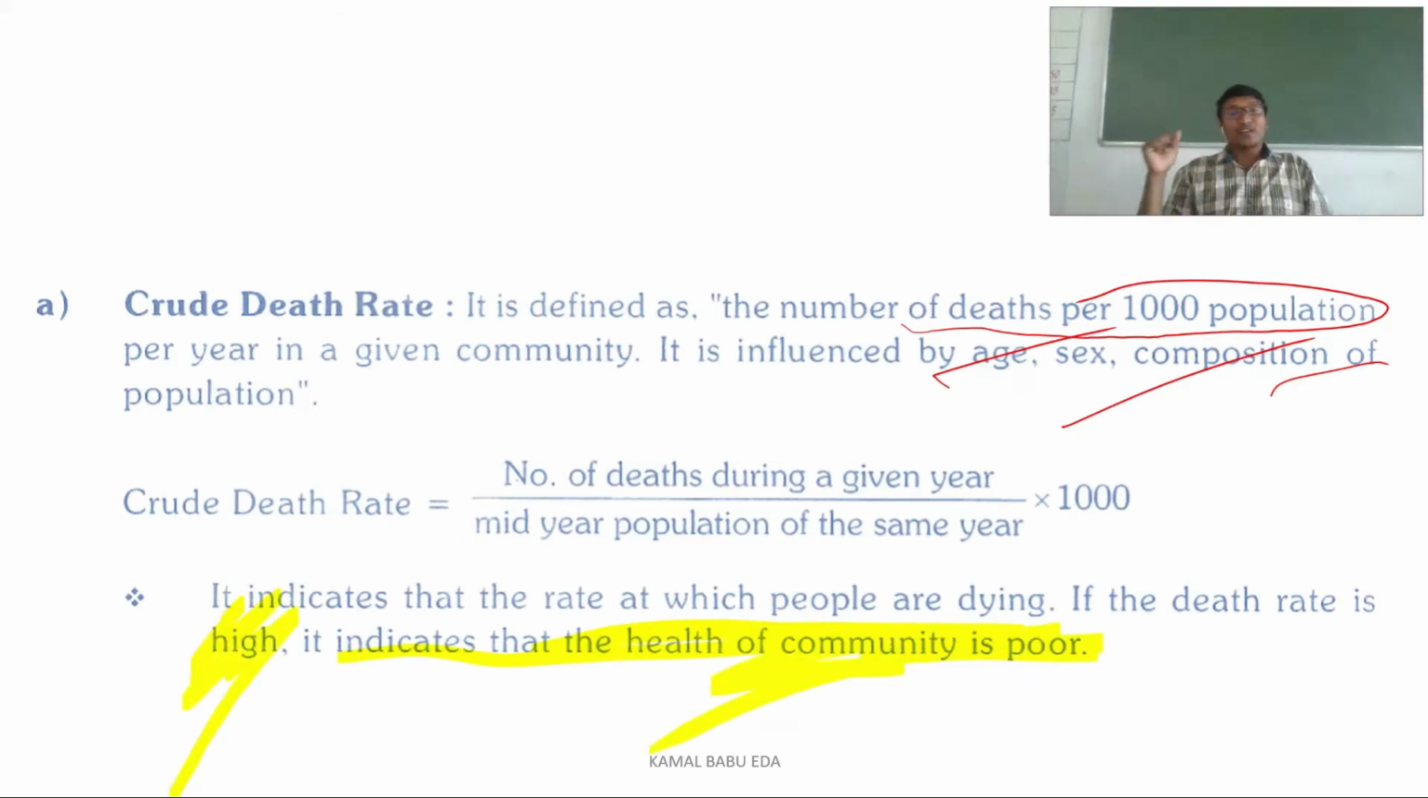So how to calculate the crude death rate? The number of deaths occurring during a given year, divided by the mid-year population of the same year, that is the number of people living in the particular area in the same year, multiplied by 1000. If you do this, you will get the crude death rate.